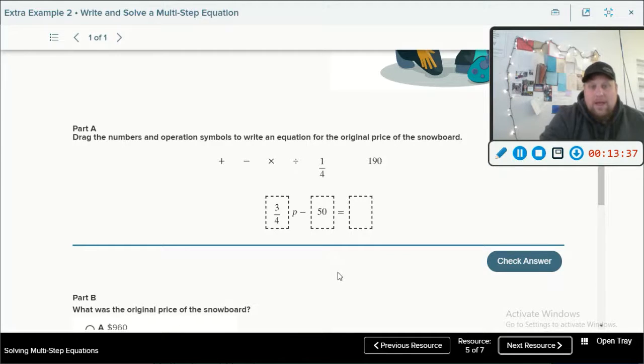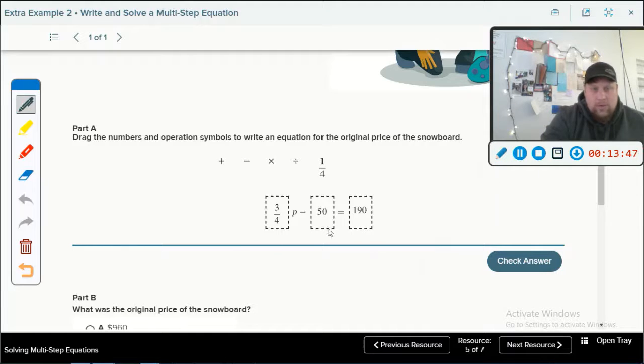Now, how do we solve this? Well, let's do it. First, again, we want to get this by itself, which means we need to get rid of the minus 50. How do we get rid of minus 50? You're right. The opposite is plus 50. And I get the 3/4 P equals, because that crosses out, right? 190 plus 50 is 240.